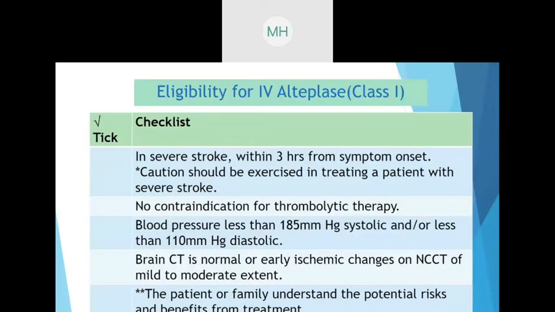Apart from that, this is the other checklist for IV alteplase in severe stroke within 3 hours from symptom onset. Those who have no contraindication for thrombolytic therapy, a good control of blood pressure less than 155 systolic and 110 diastolic, brain CT normal or early ischemic changes, or we calculate the ASPECTS score of more than 8 and above. And we need to counsel patients about the potential risk and benefit.